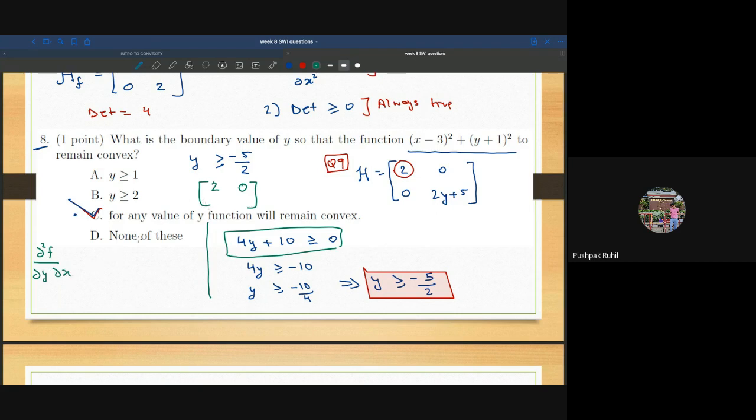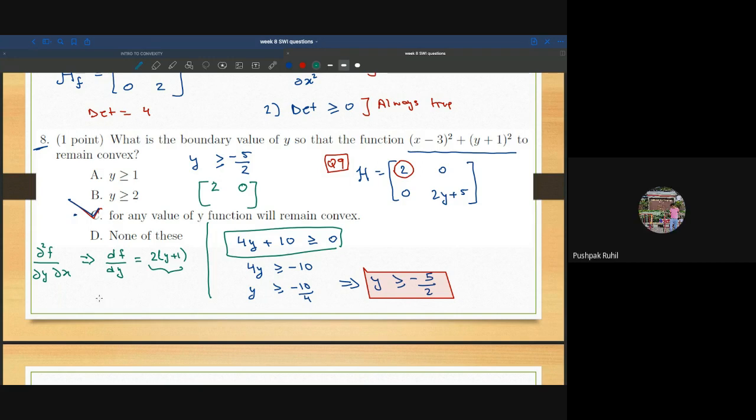Now let's take the other case, which is the lower left element. It means you first differentiate with respect to y, and then you differentiate it with respect to x. So in this case, what would be your df by dy? Can you tell me? 2y plus 1. Right, 2 into y plus 1. Now you take this first derivative and differentiate with respect to x.